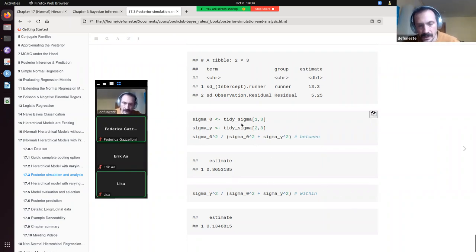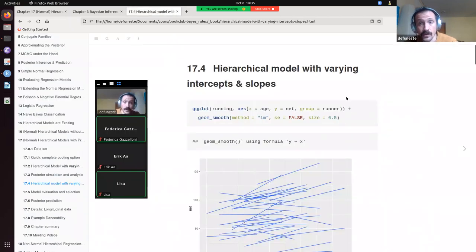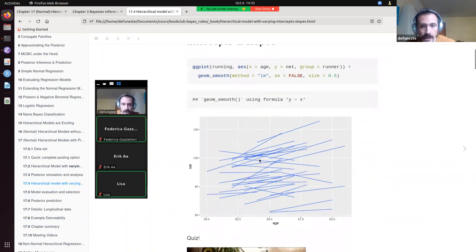Is it good? This is just what we saw last week. So this was our first model. So I repeat, in this model, to my understanding, maybe I'm wrong, we are just changing the intercepts from within runners. Now the next one will vary the intercept and the slopes, because as you see they do not share the same slopes currently.